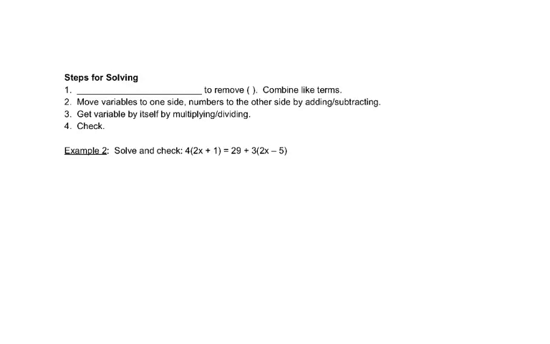The first step for solving a more complex equation is to multiply to remove the parentheses. Then you could combine like terms. Move your letters to one side and your numbers to the other side by adding or subtracting, and then the last step is to multiply or divide to get the letter by itself. So again, I'm going to write this over here so that it's a little bit bigger.